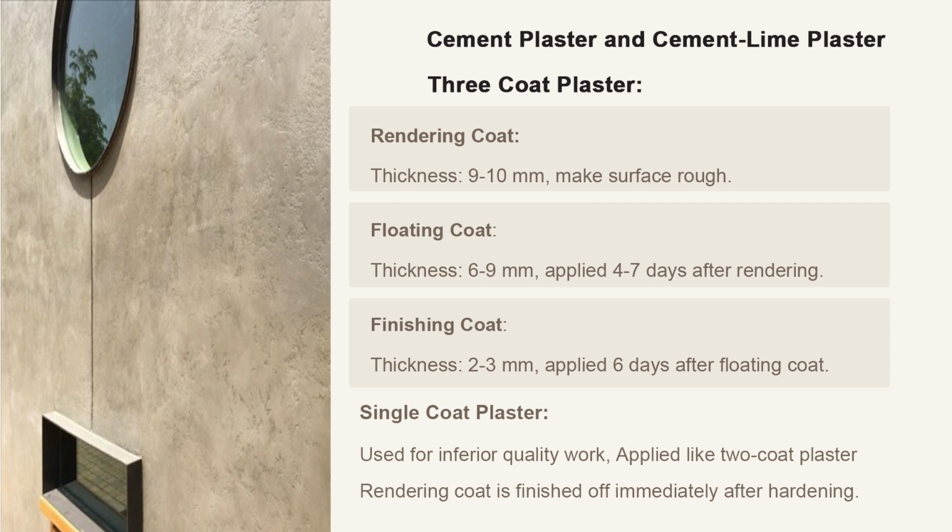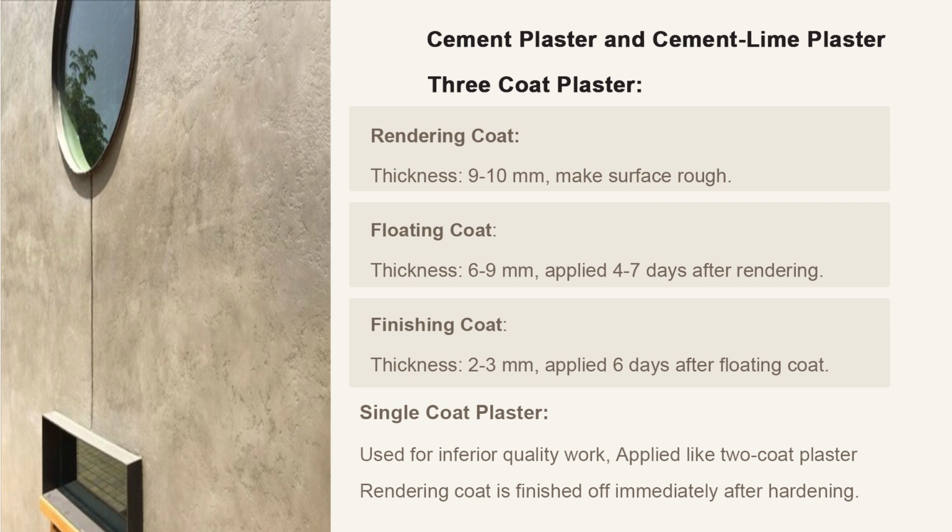The rendering coat, a bit rougher, is applied first, about 9 to 10 mm thick. After about 4 to 7 days, we come back with the floating coat, which is thinner, around 6 to 9 mm, smoothing things out even more. Then, within about 6 hours of applying the floating coat, we finish it off with the final coat, 2 to 3 mm thick, using the same method as that of the 2 coat plaster to get that sleek, polished look.